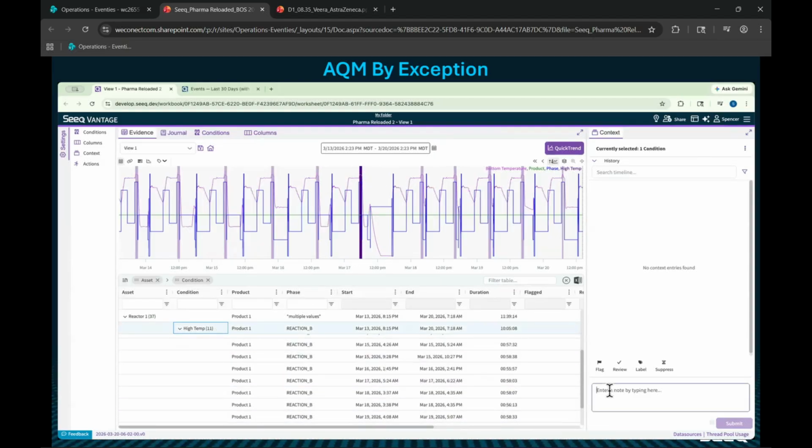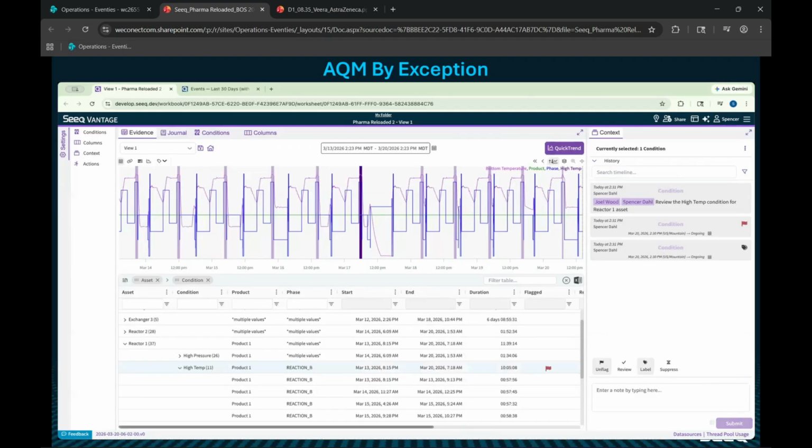We can quickly go in, add some notes on this condition, notify the critical personnel. So, notify Joel, myself here, and say, let's review this high temperature condition for reactor 1, understand what's going on here. We can go ahead and flag that event as well and add some labels to it, validating what's going on here, documented model maintenance, whatever it might be. We go ahead and submit that.